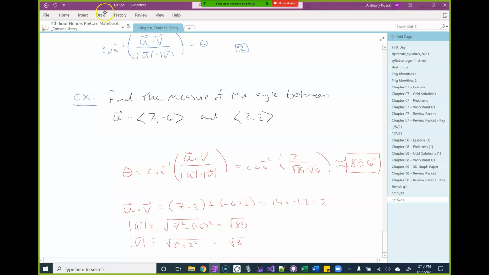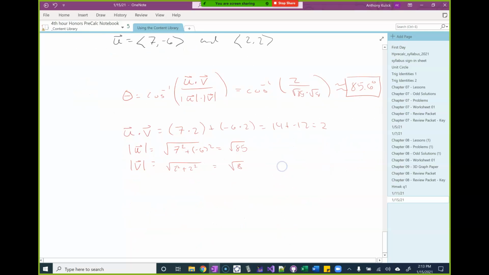Might be geometrically worth just kind of sketching a picture to make sure that 85.6 makes sense, right? If we're talking about the angle between 2 vectors, we should be able to graph those 2 vectors. So U is 7 over and 6 down. And V is 2 over and 2 up. So there. And that certainly looks like around 90 degrees, which is the result that we got. So that makes good sense to me. I feel pretty good about that answer.